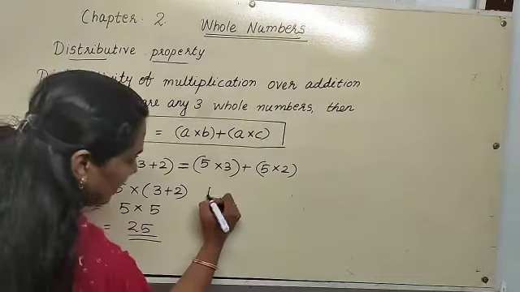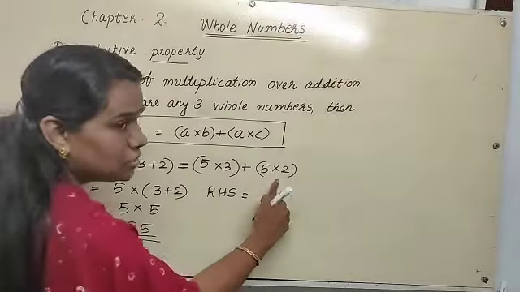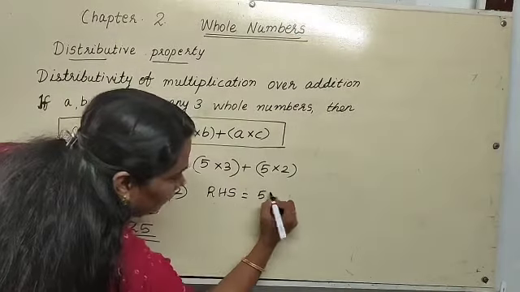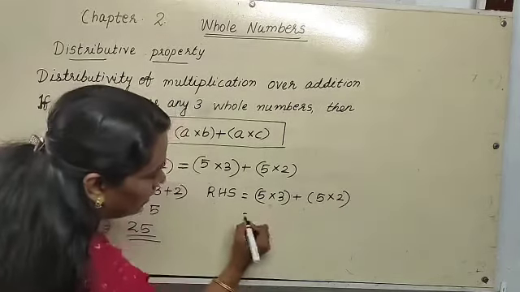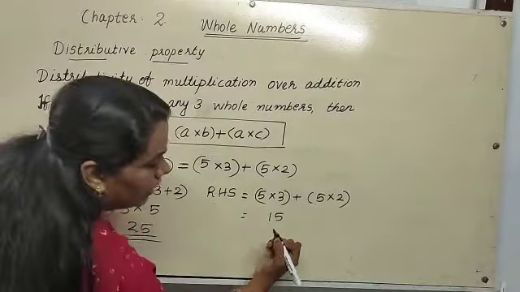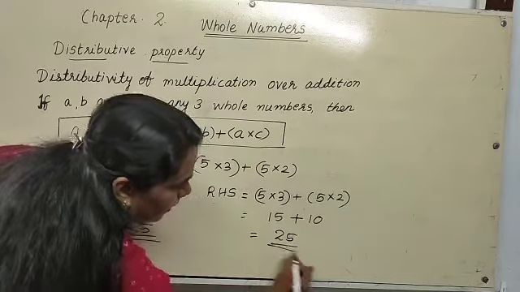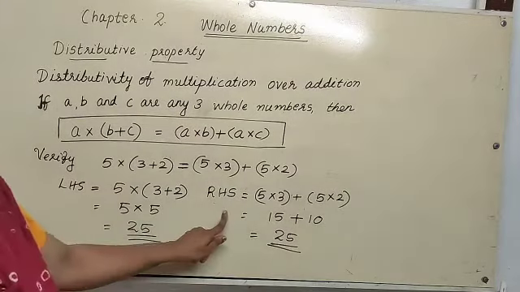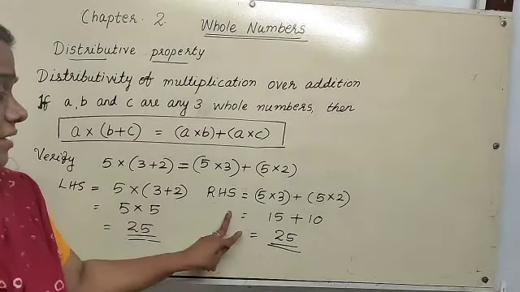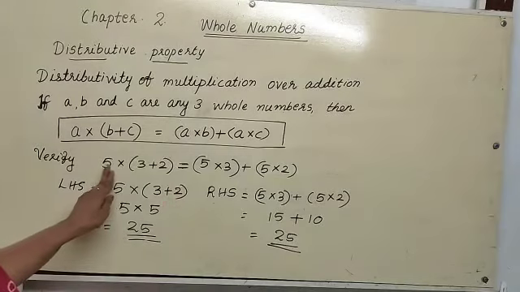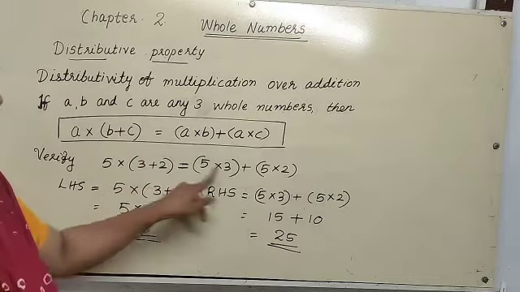Now let us check the right hand side of the equal to sign. This is the equal to sign, this is left, and here it is on right. Right hand side: 5 into 3 plus 5 into 2. We have to do the multiplications first. 5 into 3 is 15, plus 5 into 2 is 10. 15 plus 10, what do we get? 25. So we understood LHS equals RHS. On LHS we get 25, and on RHS also we get 25. So we can say that 5 into 3 plus 2 is equal to 5 into 3 plus 5 into 2.